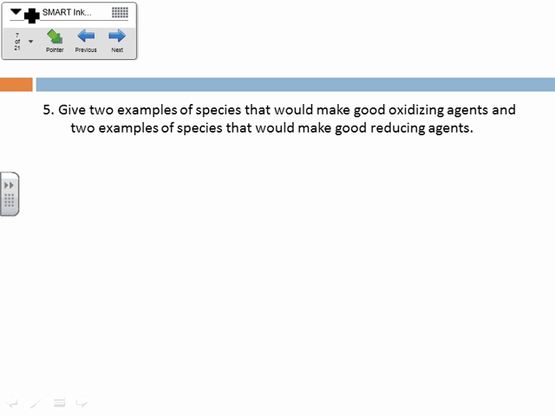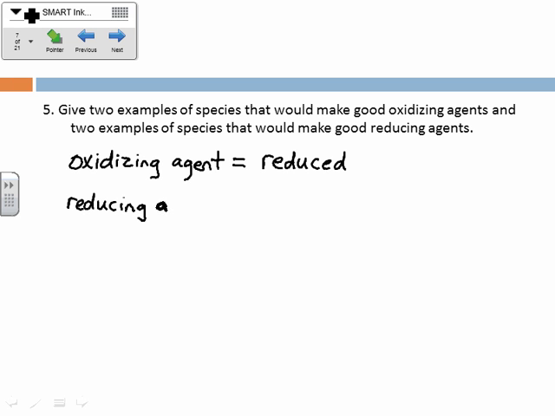Okay? So when I say a good oxidizing agent, that means that it is going to be what? It's going to be the one that's getting reduced. So something that's easily reduced makes a good oxidizing agent, and vice versa. A good reducing agent is something that is easily oxidized. So give me a couple examples, and all you have to do here really is just look at your chart. You should be able to give me a couple of good examples of things that are easily reduced.